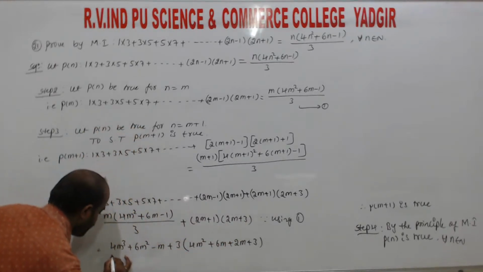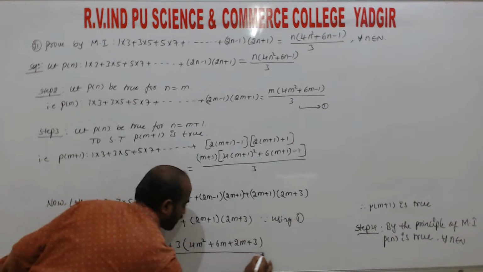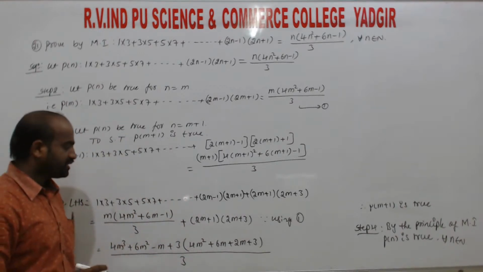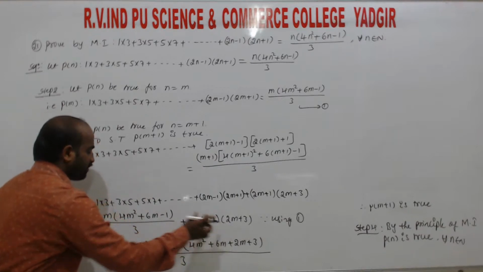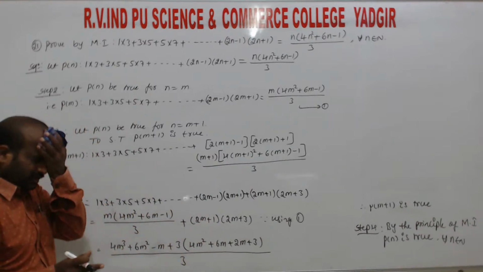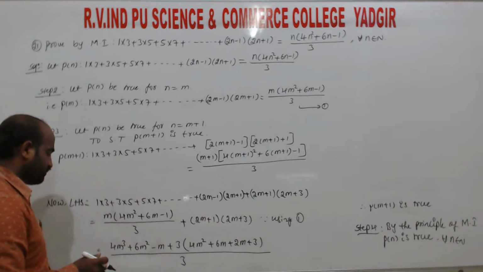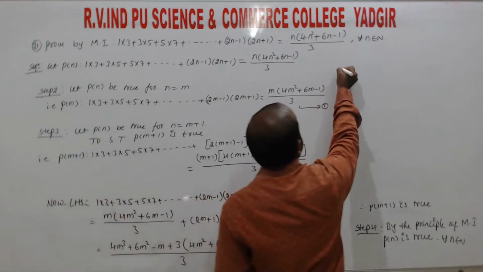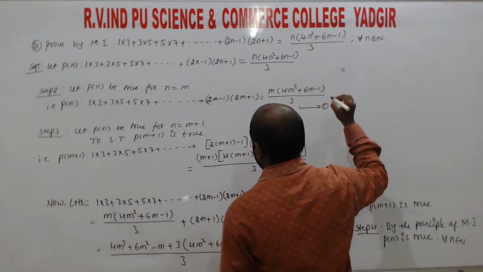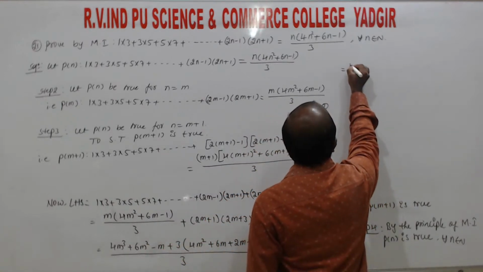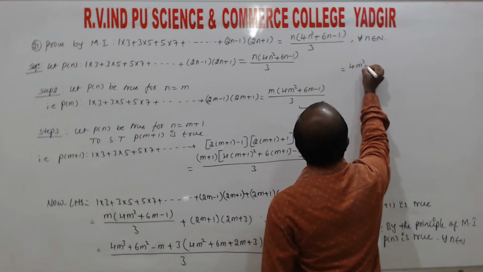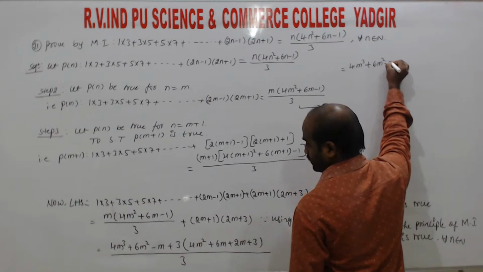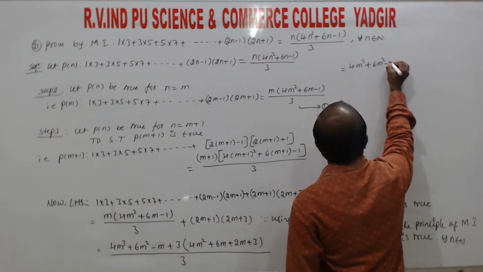Okay, whole divided by 3, which is the LCM. These two multiply, and m is multiplied all the time. Next, another step. Next, 3 is multiplied with all the elements: 4m cube plus 6m square minus m. Okay.